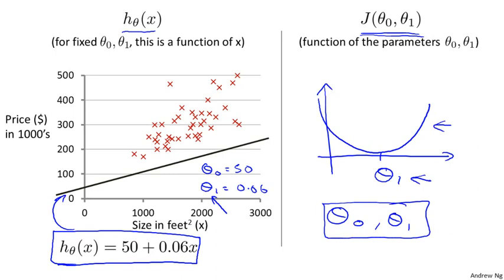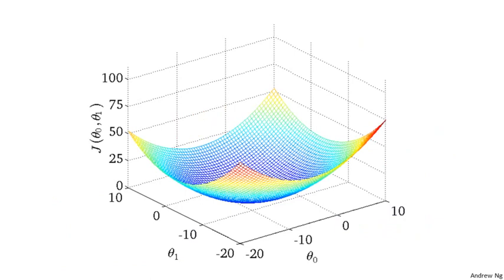And in fact, depending on your training set, you might get a cost function that looks something like this. This is a 3D surface plot where the axes are labeled theta 0 and theta 1. As you vary theta 0 and theta 1, the two parameters, you get different values of the cost function J of theta 0, theta 1. The height of this surface above a particular point of theta 0, theta 1, that's the vertical axis, indicates the value of J of theta 0, theta 1. And you can see it has this bow-like shape.